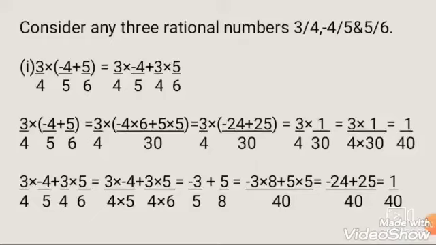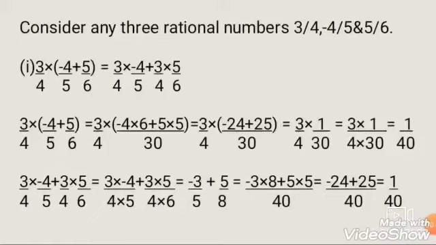Now I am going to prove 3 by 4 into minus 4 by 5 plus 5 by 6 is equal to 3 by 4 into minus 4 by 5 plus 3 by 4 into 5 by 6. From this I am going to take the LHS. The LHS is 3 by 4 into minus 4 by 5 plus 5 by 6.